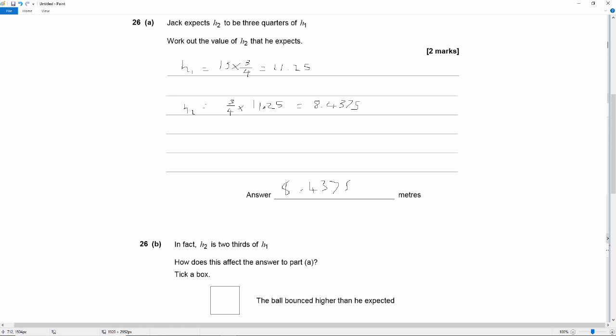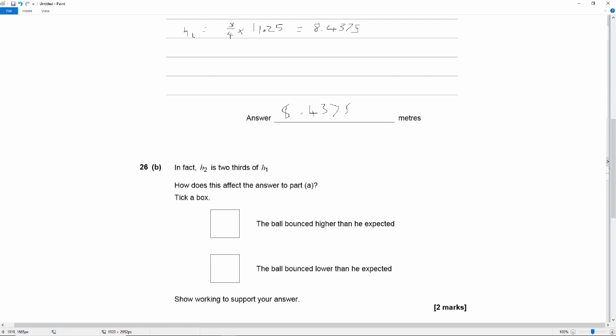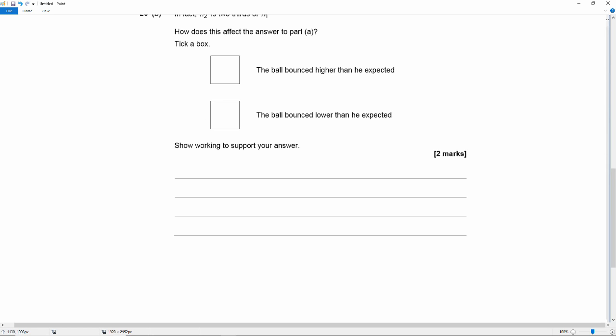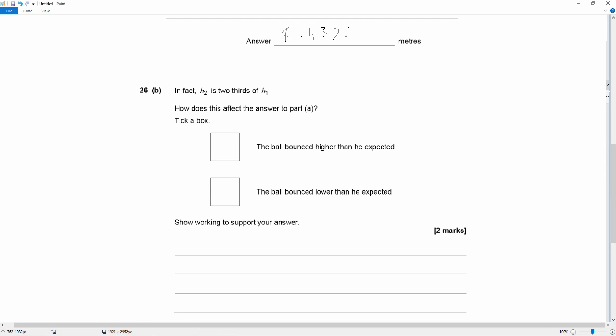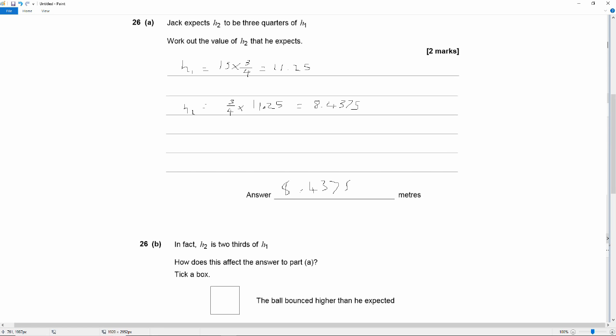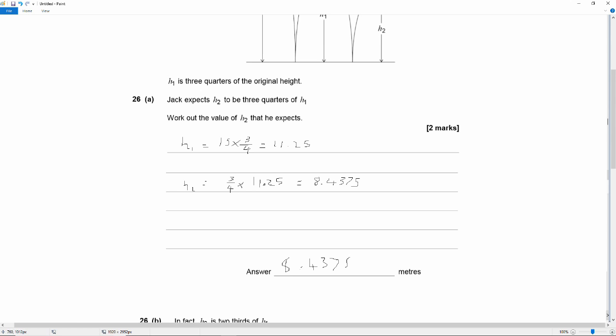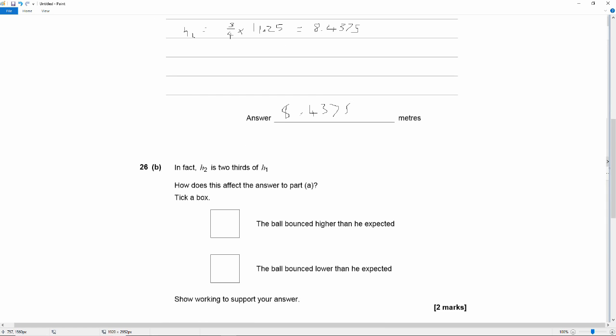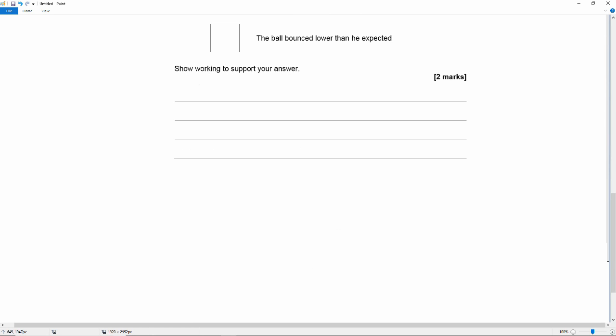26b, in fact h2 is 2/3 of h1. How does this affect the answer to part A? Tick the box. So show your working to support your answer. I'm actually going to show my working to try and figure out the answer. So h2 is 2/3, not 3/4, so it's 2/3 of 11.25. So 2/3 times 11.25.